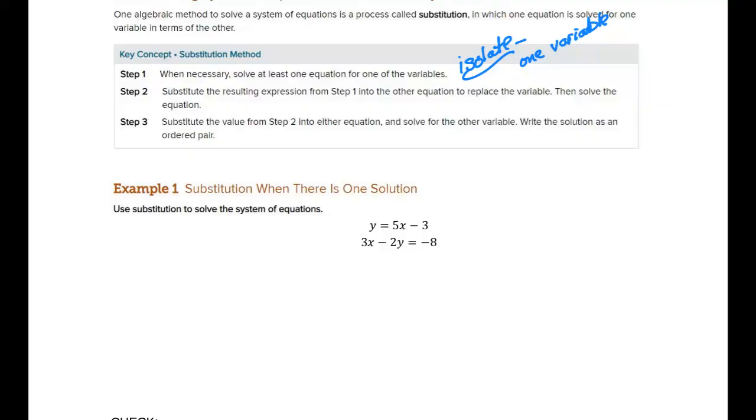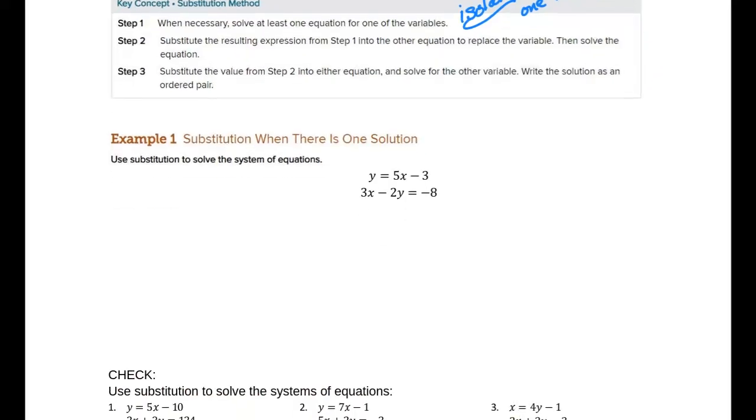Step 2, substitute the resulting expression into the other equation by replacing the variable, and then solve that equation. Step 3, substitute the value from step 2 in the other equation, solve for the other variable. So you have to solve to get both variables, x equals some value and y equals some value. All right? So let's take a look at example 1.